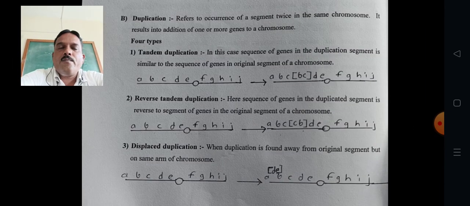Then duplication. We have to know the meaning of duplication. It means the occurrence of a segment twice, in addition to the normal chromosome.